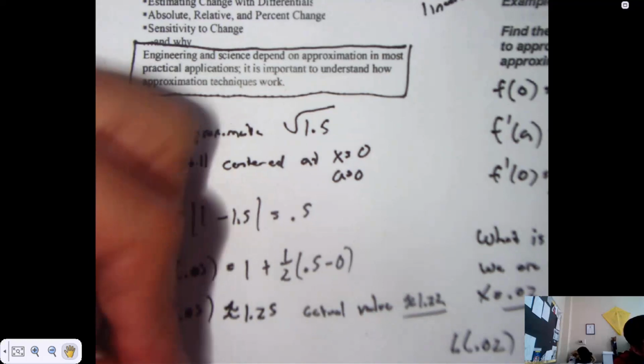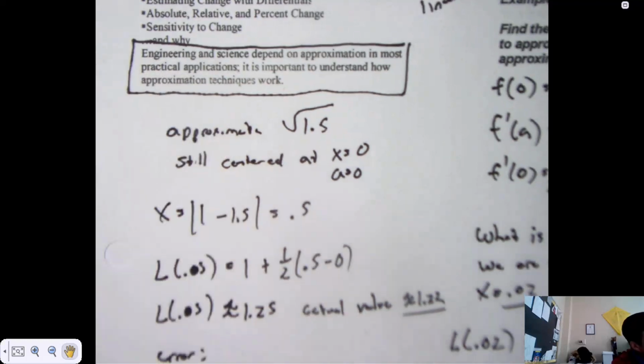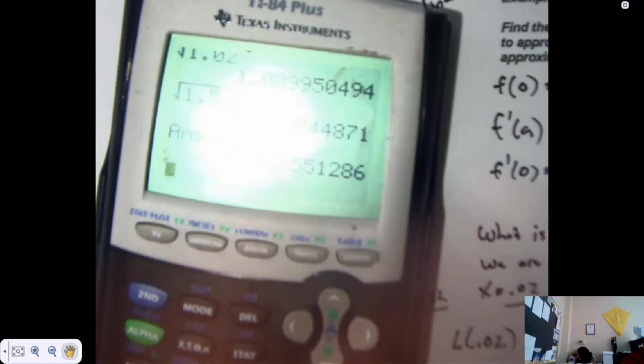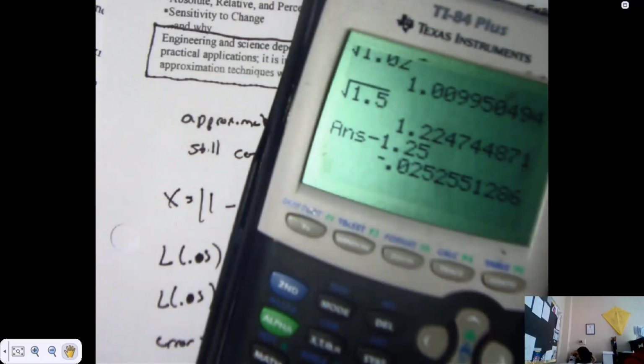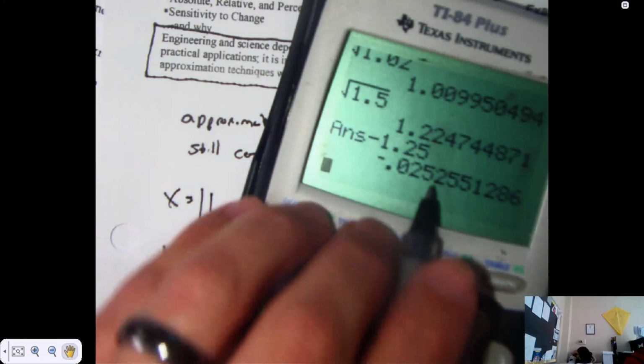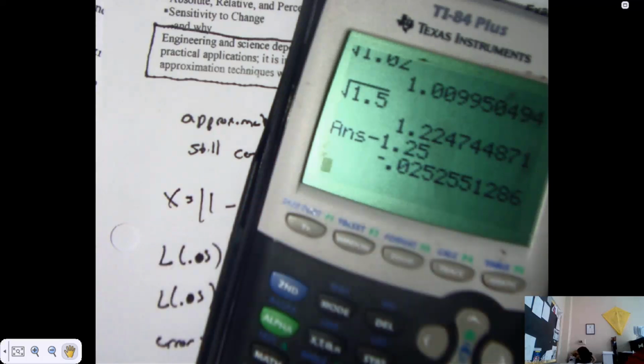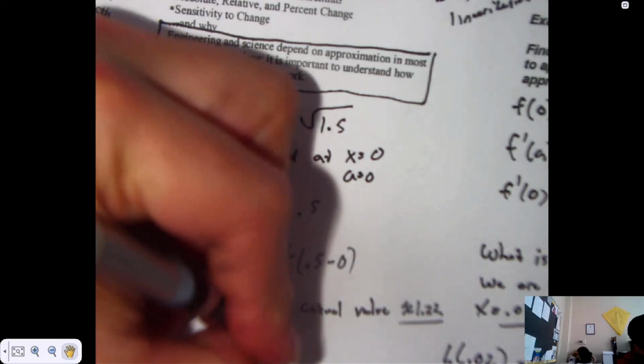Now the error, or the accuracy, is that thing minus 1.25, the absolute value taken. That is 2.5 times 10 to the negative second power. So it's accurate to 10 to the negative first.